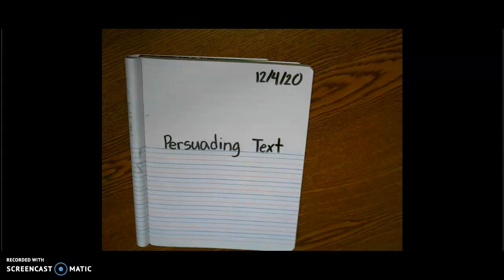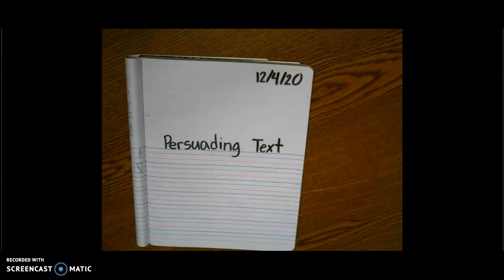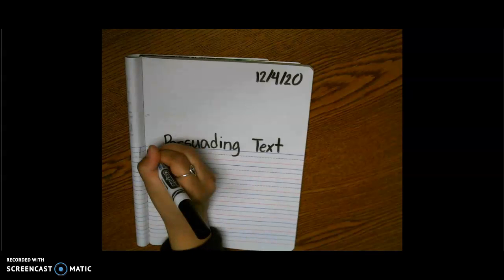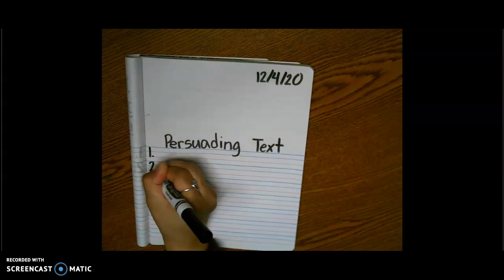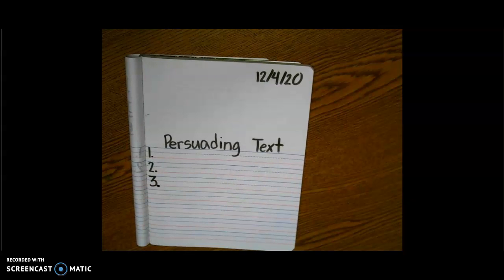Remember, we write the title because if we go through our journal later on and we're trying to figure out what this page was about, our title helps us. Remember, we were focusing on persuading. Okay, the next thing you're going to need to do is number your paper 1, 2, and 3.